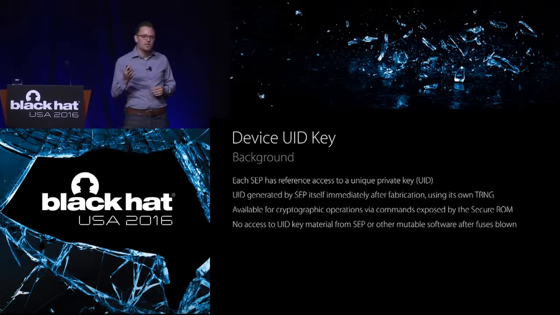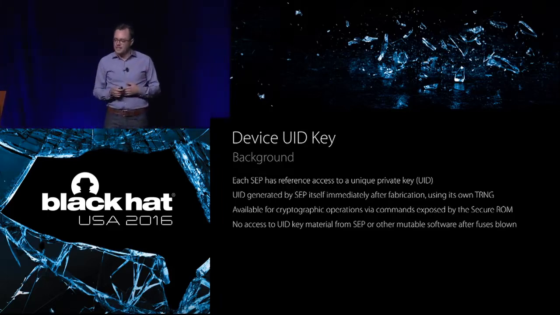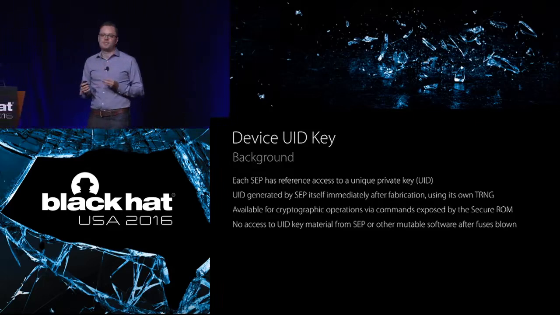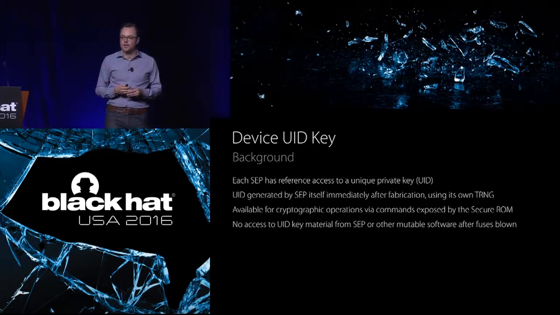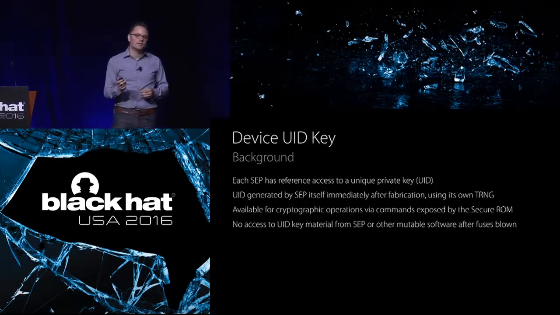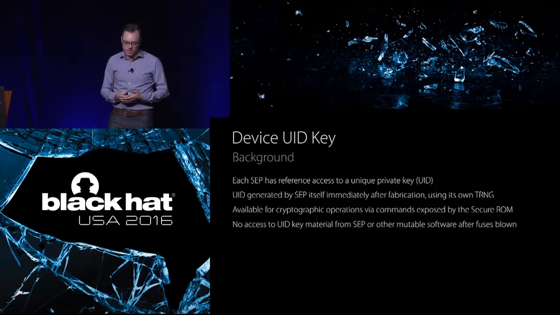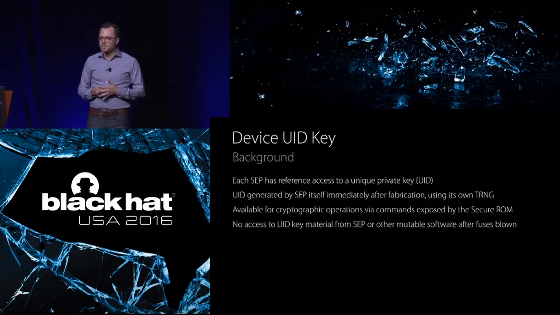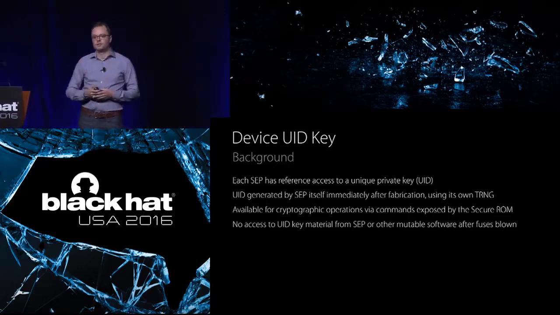The SEP also has a true random number generator on board. This is free-running oscillators. And the very first time the SEP is powered in the factory, it uses this true random number generator to generate what we call the UID key. This is a unique private key that will always stay within that enclave processor and is not exportable. In fact, the only way that the UID key can be used is through cryptographic operations that are exposed by the secure ROM, which is burned into the hardware at the factory and is not mutable. So no mutable software ever gets to see this key material, and it originated from within the core itself.